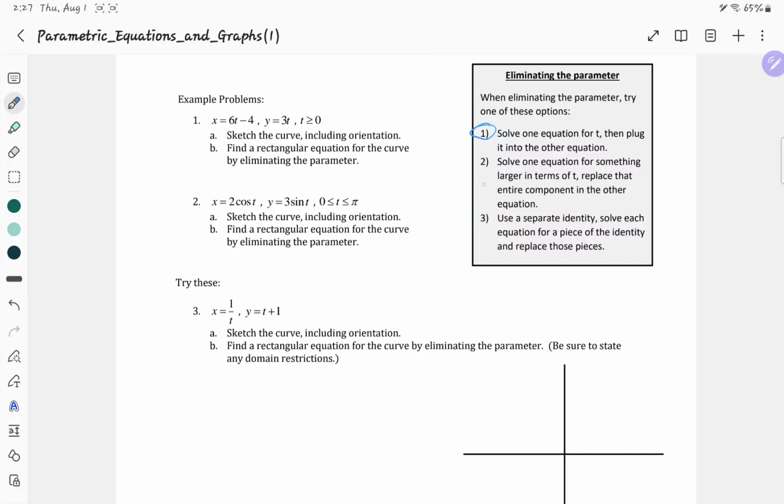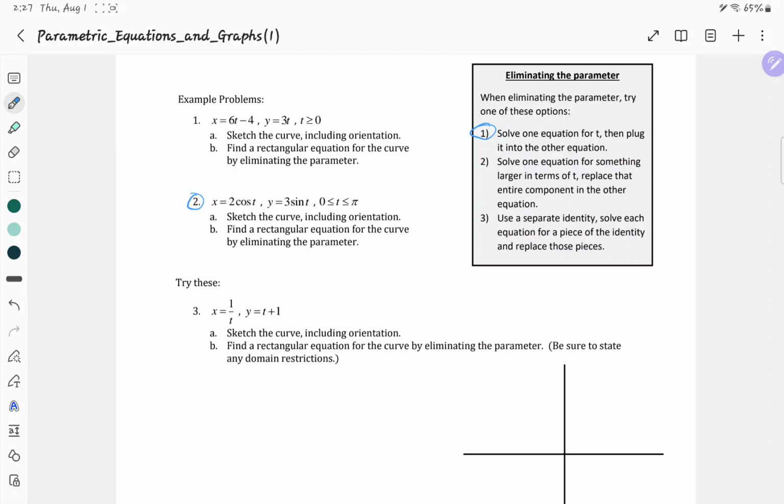This time we'll be going through a couple of these, 2 and 3. And I'm going to actually start with 3, and then we'll come back to number 2. So let's do this example 2. It's right here. Sketch the curve including orientation, and then find a rectangular equation by eliminating the parameter.